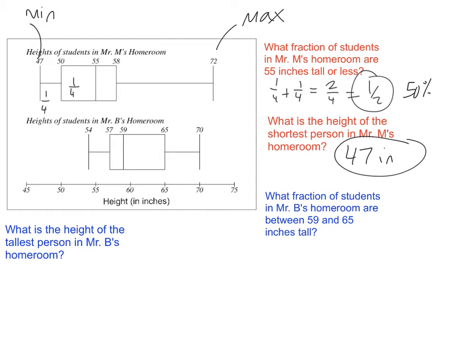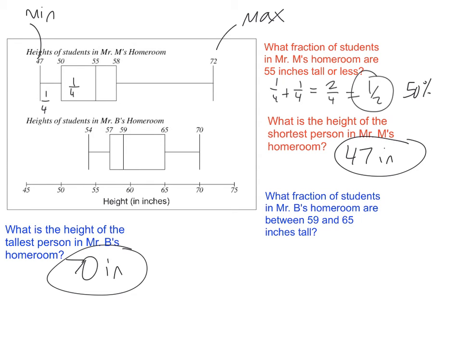What is the height of the tallest person in Mr. B's homeroom? Well, again, that's going to be our greatest value. That actually comes from the data table. It's not a quartile. That's actually a value. Only these three are quartiles. This one is coming right from the table, and he must have someone who is 70 inches tall in his homeroom as the tallest person.